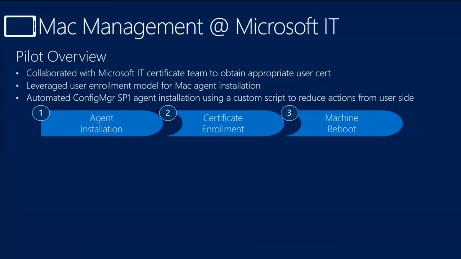So, yeah. If your Macs are on the domain, then it's going to be real easy for you. You'll just put it on a share, send out an email with a link to it, and the user will just run the shell script, and they don't have to do anything else. It'll install the client, it'll talk back to your certificate authority and get them a user cert, and then reboot their machine. So when all's said and done, it'll be an active reporting device in your config manager hierarchy.